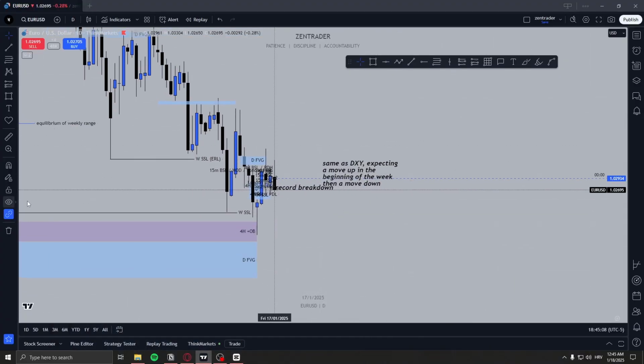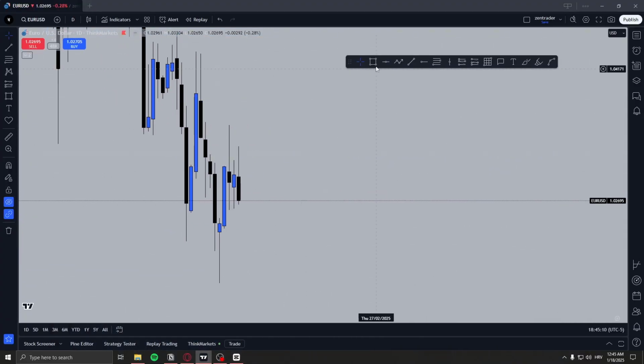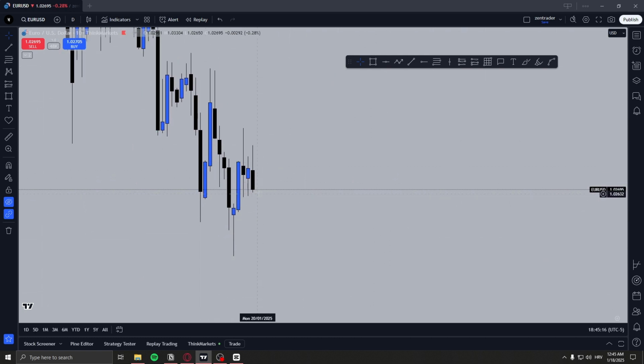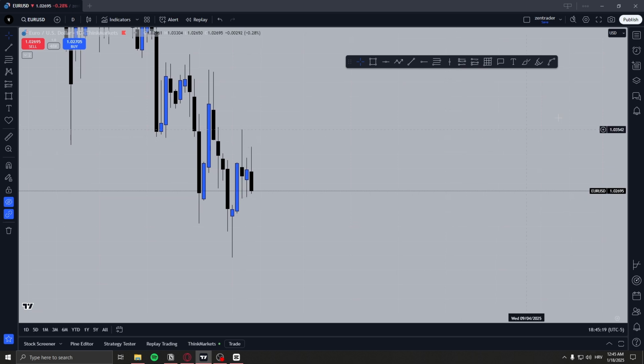So we know that we have this daily fair value gap, which is the reason why we are bearish on EURUSD, and we could reach into this daily fair value gap right here.